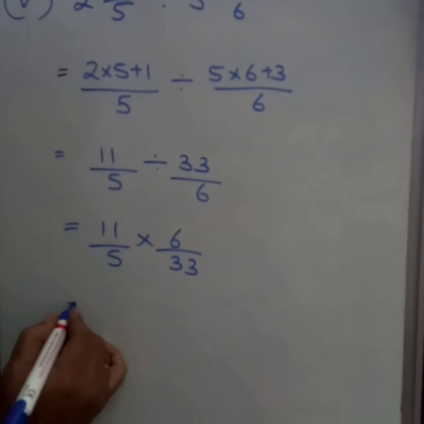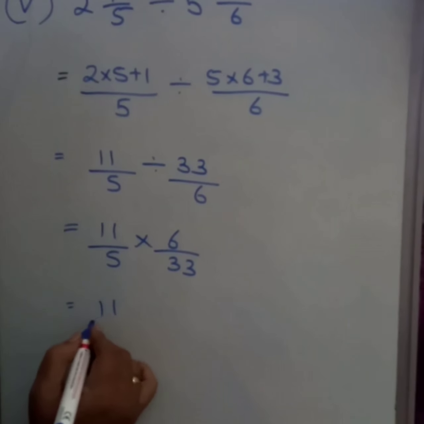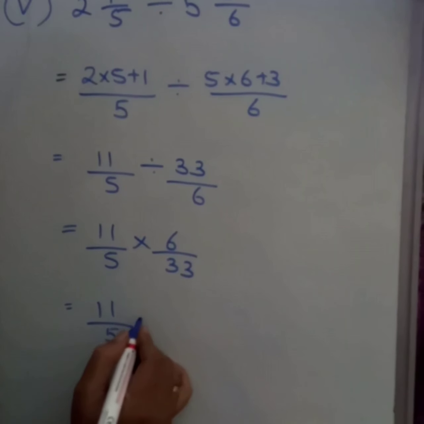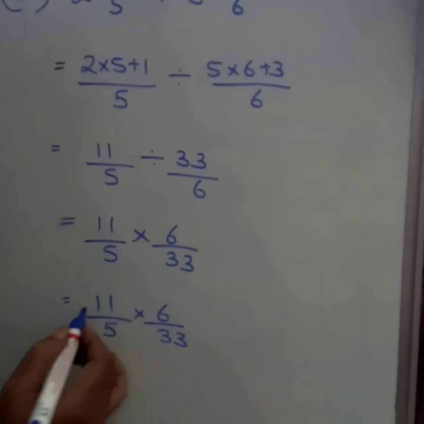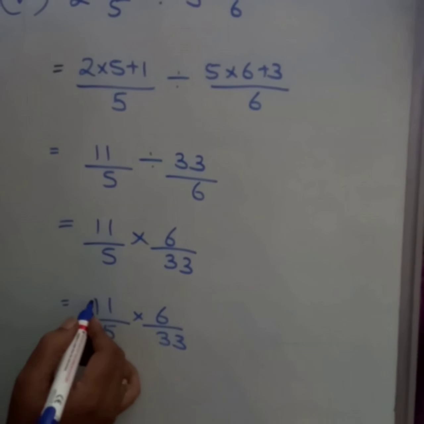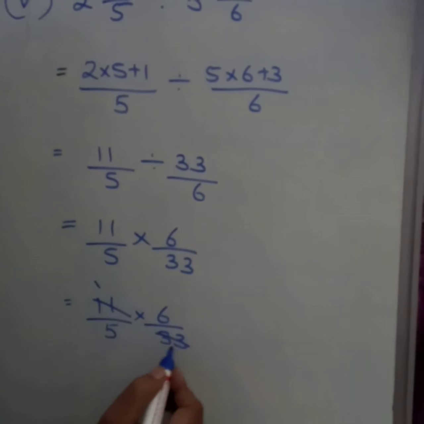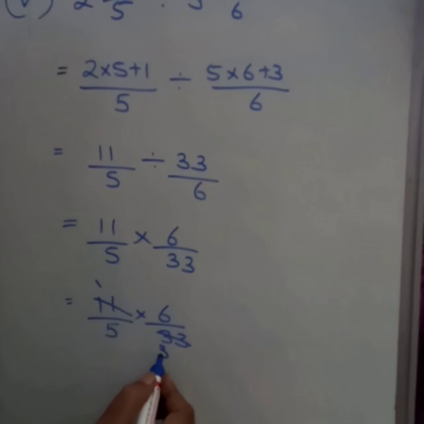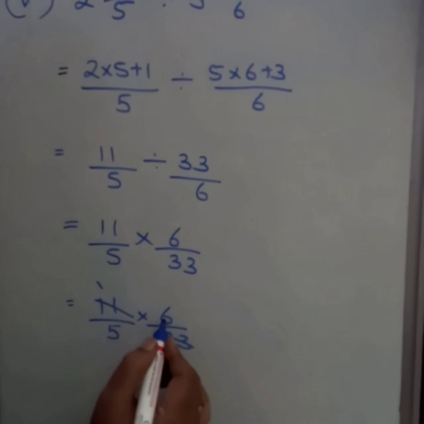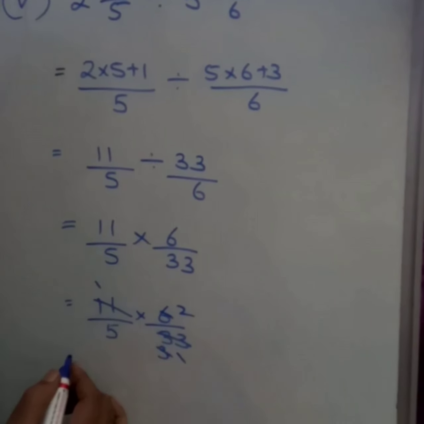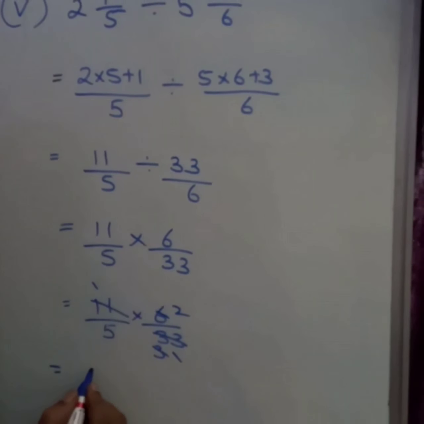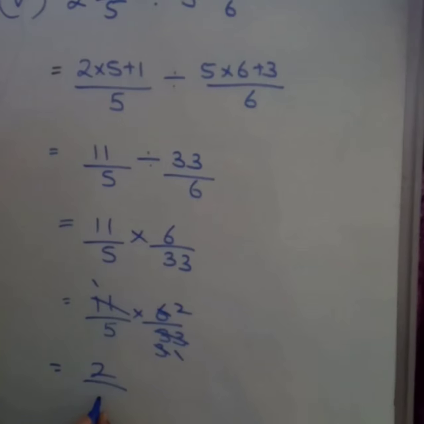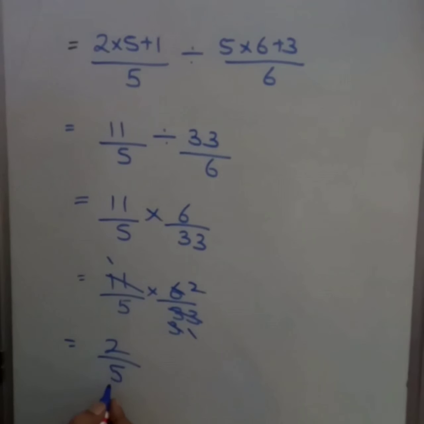In this case, 11 upon 5 into 6 upon 33. What will we do? 11 and 33. 11 ones are 11, 11 threes are 33. And here 3 ones are 3 and 3 twos are 6. So it will be 1 into 2, 2 upon 5.